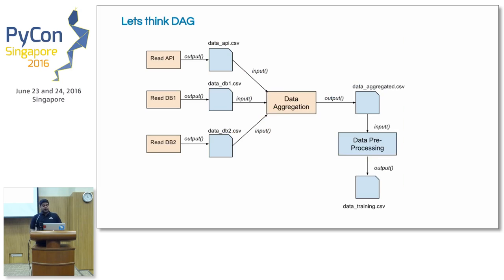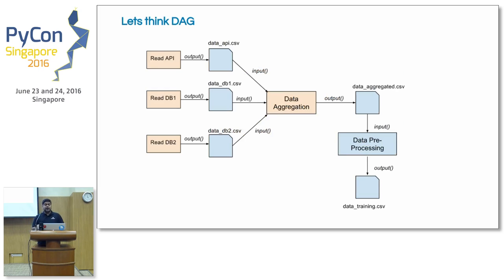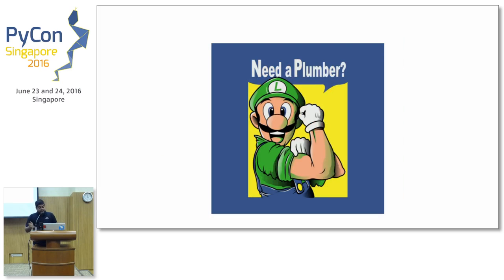Now, what if there is a framework which provides you with something very similar? If anybody still remembers, there used to be a show called the Super Mario Brothers Super Show. There were two fellows, Mario and Luigi. They were both plumbers, and they used to be the best plumbers of the town. So do we need a Mario or Luigi, someone who can plumb all these tasks, stitch them together, so that if anything fails, it automatically takes care of it, including atomicity? Once I started in the machine learning world, I felt this was something very important that is needed. So the question comes, we need a plumber.